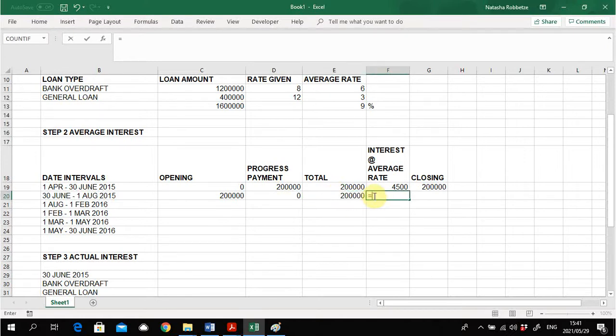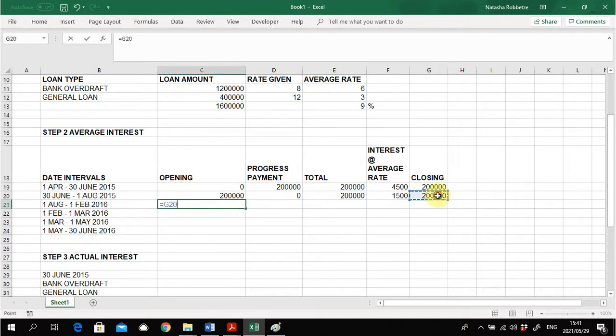And we're going to say 200,000 times 9% times the months in the date interval, which is July. June we're not going to count because it's the last day. And August we're not going to count, it's the first day. So it is 1 out of 12. And then our closing balance will again be 200,000.